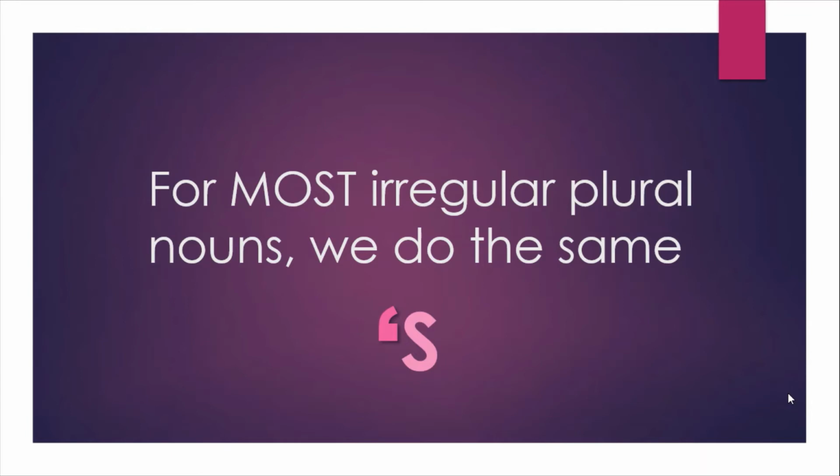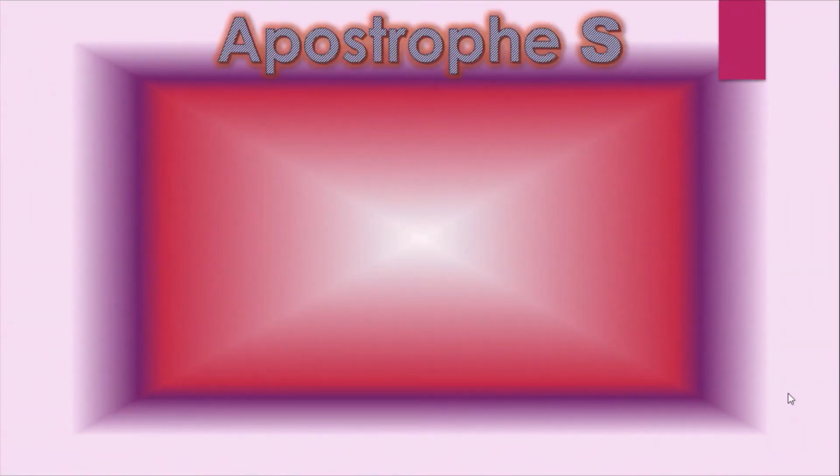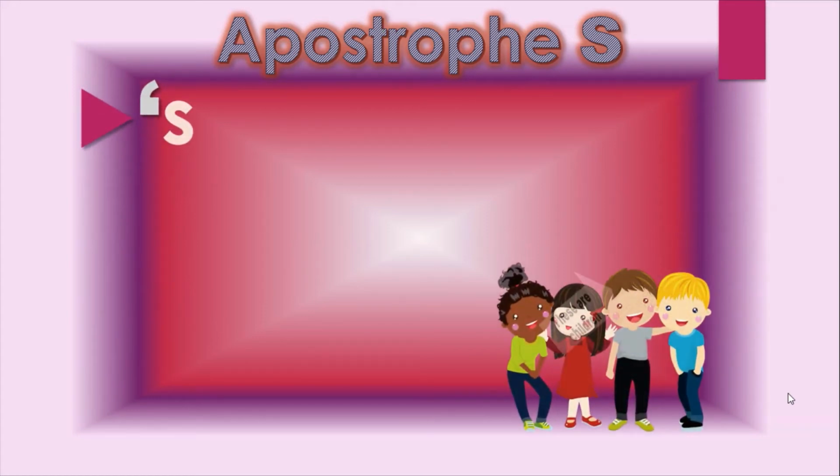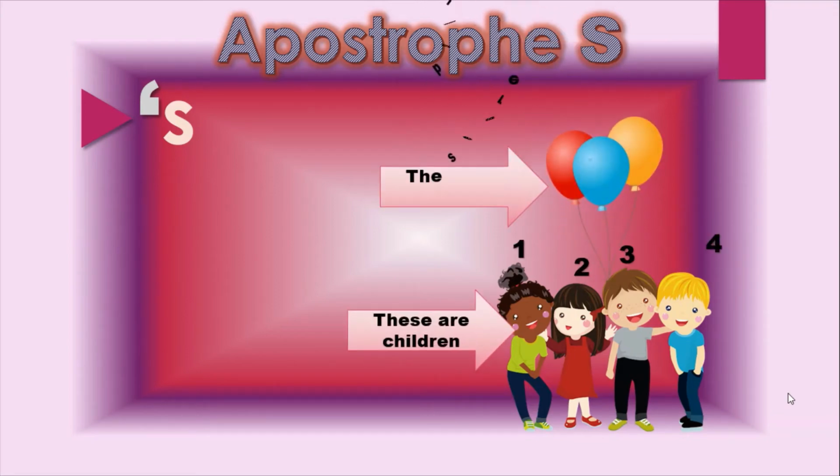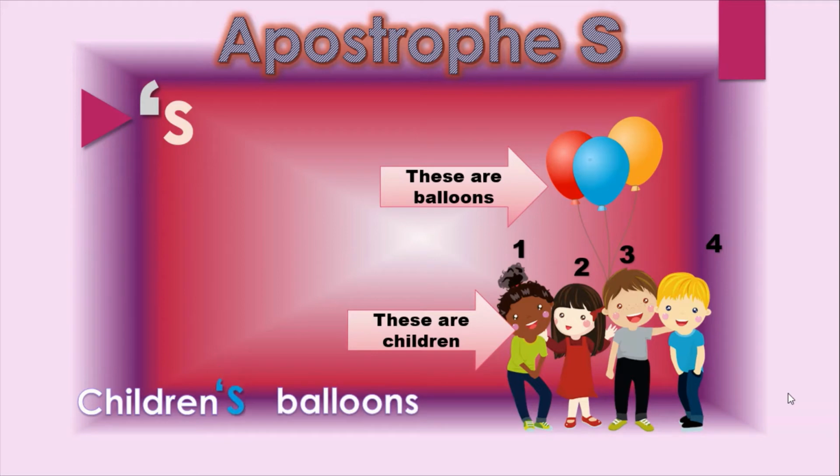Okay? So let's go ahead and look at a few examples. Yes, apostrophe S. And here we go. So example number 1. Remember, apostrophe S for those plural nouns that are irregular and do not end with an S. So here we have a group of children. These are children, and we have 1, 2, 3, 4 children, right? So definitely these are plural, more than one. And these are balloons. Again, plural balloons, they don't have to be plural, it could just be one, doesn't matter.